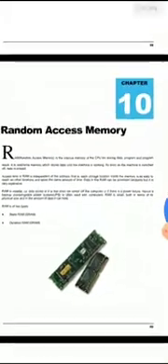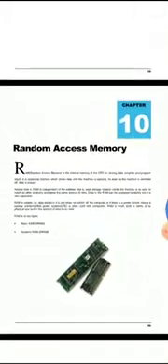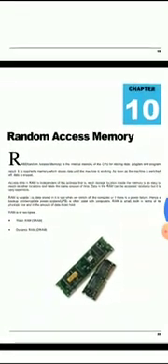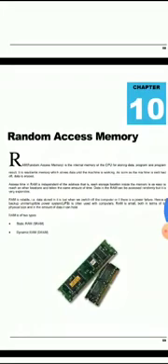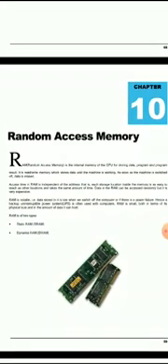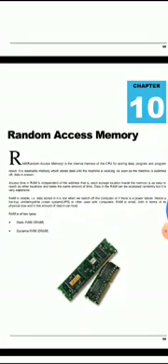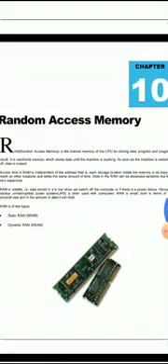Random access memory is again subdivided into two categories. Number one is static RAM or SRAM. Number two is dynamic RAM or DRAM.